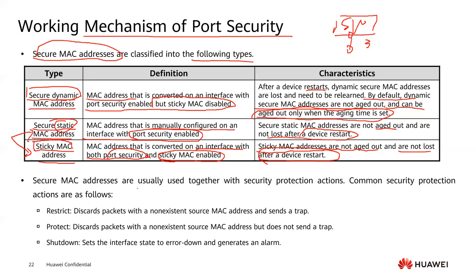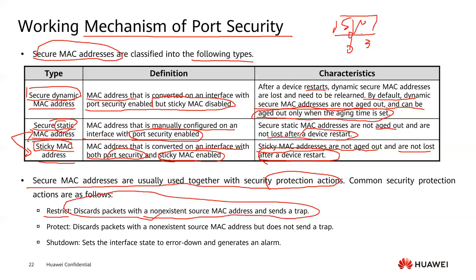Now let's look at what function we will use when we use the security MAC address. It has three protection actions. The first one is restrict. It means that if we use the port security feature on this port, the MAC address entries about this port will not be like a normal port.